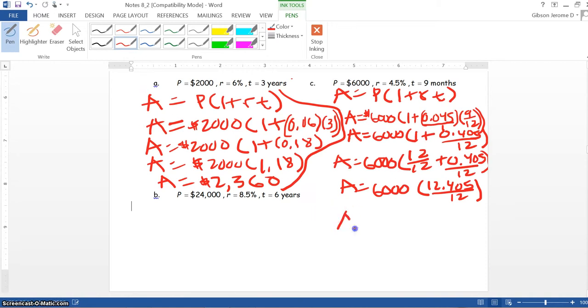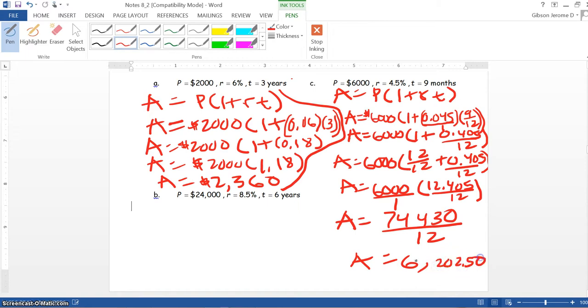Now, we will put 6,000 over 1, and we put this in our calculator. 6,000 times 12.405 is equal to 74,430, and that's all over 12. Now if we divide this by 12, this will give us a future value of $6,202.50. And that will be our final answer here.